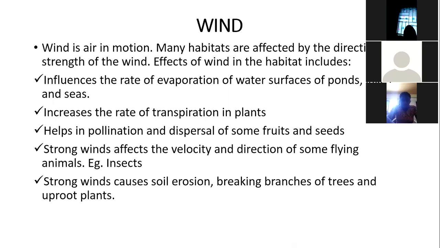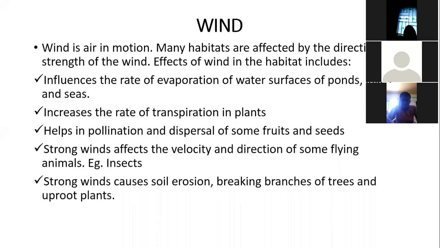Now, when these organisms are affected, how are they affected? One, wind influences the rate of evaporation of water from the surfaces of ponds, lakes, and seas. Also, strong winds increase the rate of transpiration in plants. That is, it influences water loss in plants.